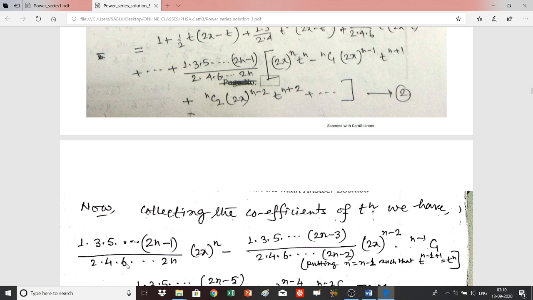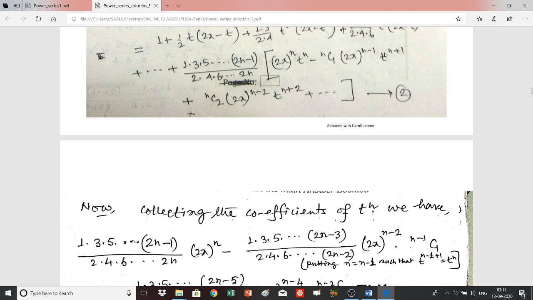2n minus 1 by 2 4 6 etc. 2n, and for the first term 2x to the power n will come here, and since it is t to the power n, the first term will be 1 3 5 like this. For the second term, this is the second term here, you see that it is t to the power n plus 1. So if you wish to collect the coefficient of t to the power n, you have to replace here n by n minus 1.